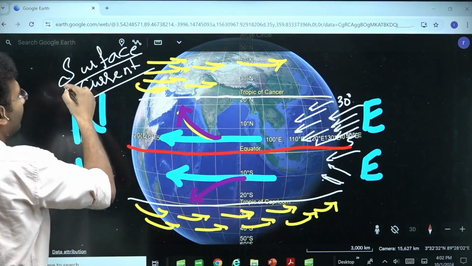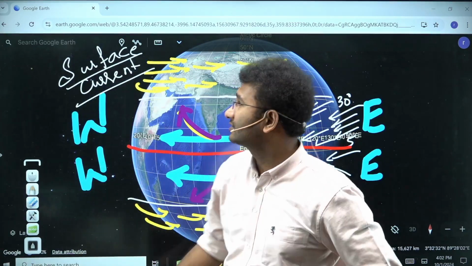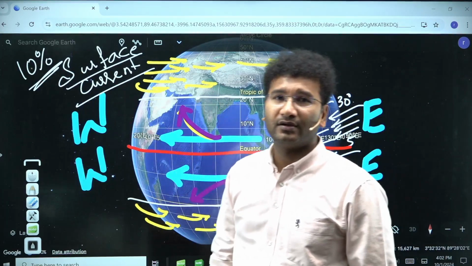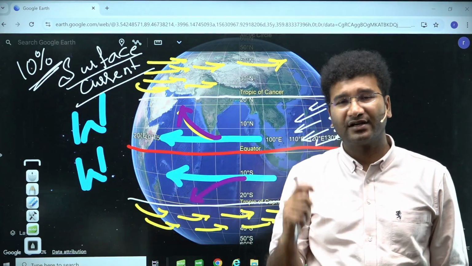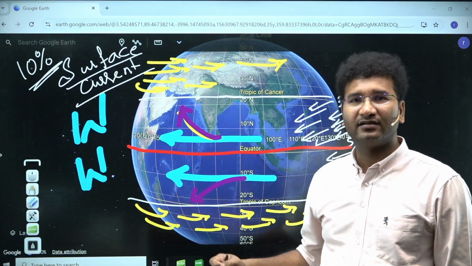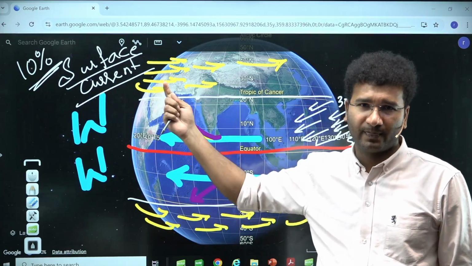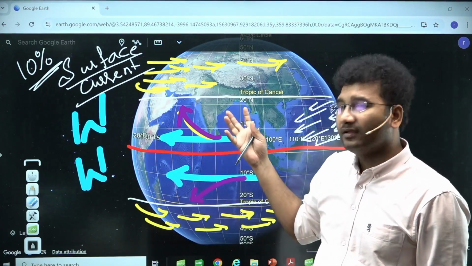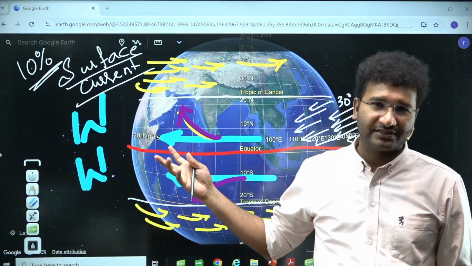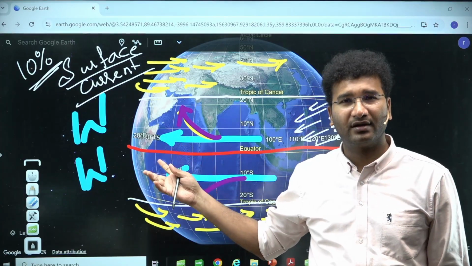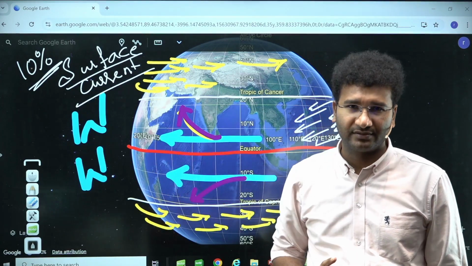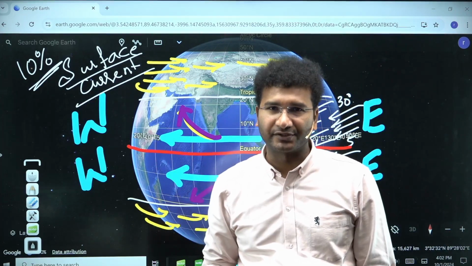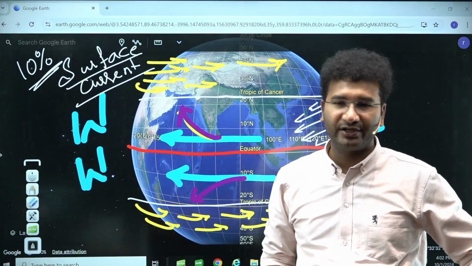How much percentage of water is surface currents? Surface currents are only 10% of the total volume, but these surface currents are the ones which help you to understand what kind of climate you have. Wherever you have cold water, there you will have good conditions for fisheries and the temperatures will be cold, and also deserts will be present across the continent. If you have warm water, it will lead to good rainfall in that region, right? These are some things that you need to note.